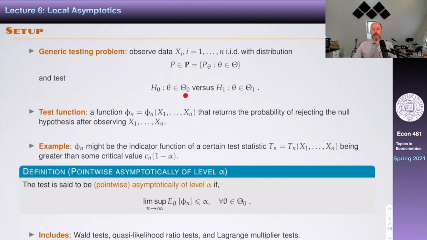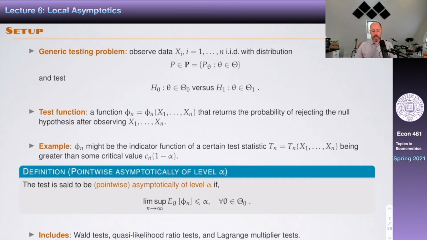We're going to test this hypothesis by using a test function, which I'm going to denote by phi n. It's just going to be a function of the data that returns the probability of rejecting the null hypothesis after observing the data. An example that we're very familiar with is whenever phi is an indicator function that a certain test statistic that we're going to denote Tn exceeds some critical value that we're going to denote Cn 1 minus alpha, where alpha is going to be the nominal level of our test.